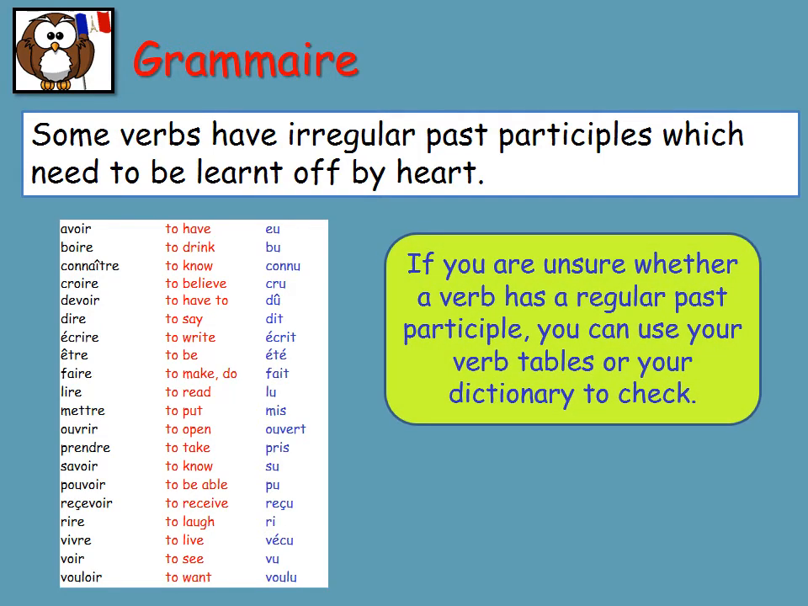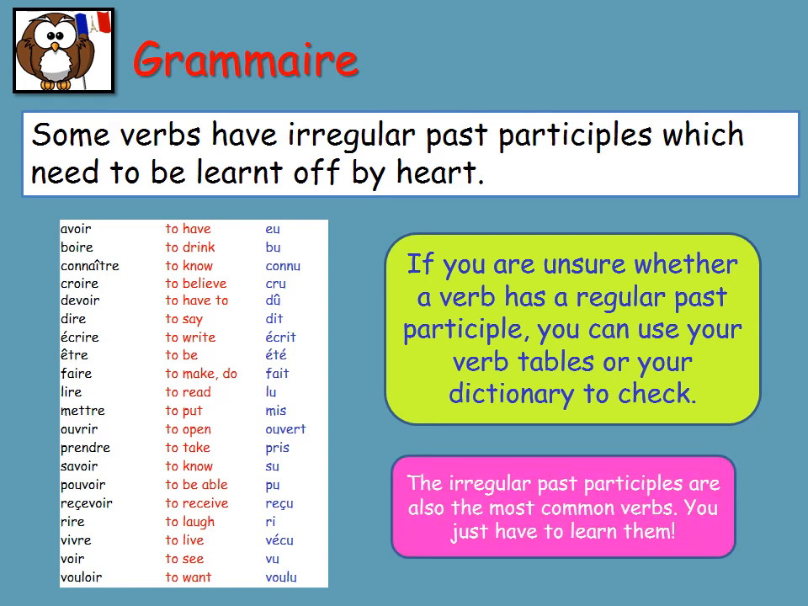If you are unsure whether a verb has a regular past participle, you can use your verb tables or your dictionary to check. So you can just look it up in a dictionary, or use verb tables. These irregular past participles are also some of the most common verbs. You do just have to learn them. It is a bit of a pain, but that's the way it is.